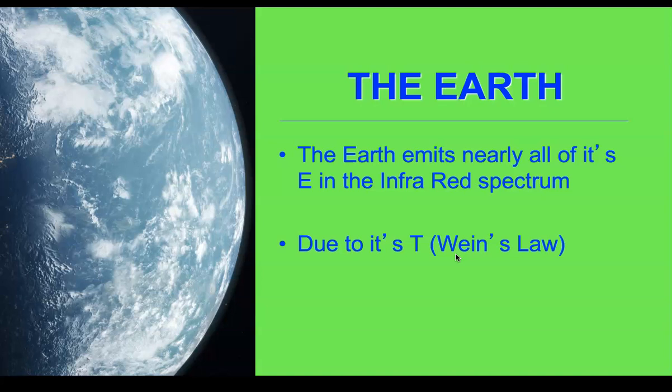Okay, the Earth, because of its temperature, I think we already mentioned this, does not radiate visible light. It's not hot enough. Thank goodness, we wouldn't be here if it was, okay? So any picture you've seen of the Earth is reflected light. Our energy is given off in the infrared spectrum.